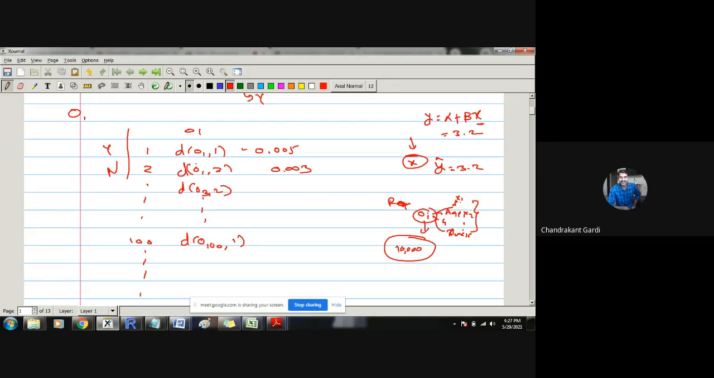After 5 minutes, this O1 observation will ask, "I have asked you whether I will get a loan. Are you going to tell me or not?" And we will say to that observation, wait, we are in the process of calculating. We have calculated your distance from the first 100 observations, and now we are calculating your distance from the 101st observation. So it will take time.